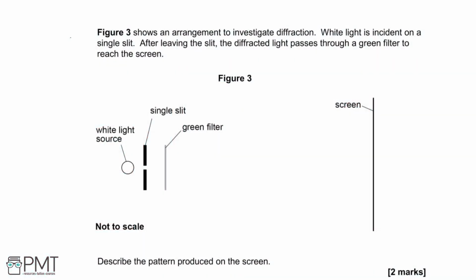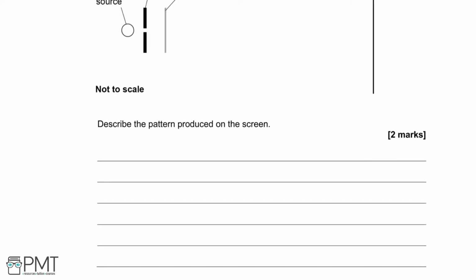Figure 3 shows an arrangement to investigate diffraction. White light is incident on a single slit. After leaving the slit, the diffracted light passes through a green filter to reach the screen. And then we've got a single slit there in the diagram with the green filter and the screen. Describe the pattern produced on the screen. So we want to talk about the interference pattern that's been produced by this.